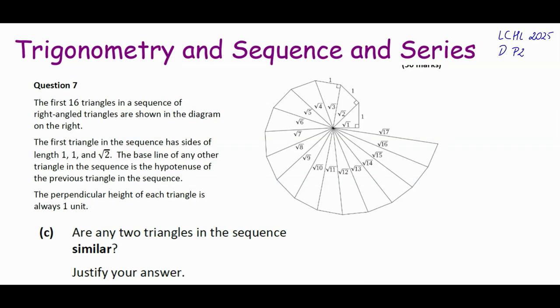So this question is about sequence and series and trigonometry. The way the sequence works here, it's built out of right angle triangles. Each of them has a right angle, but also the main part of that sequence is that each time this side will have a length of 1. The other two sides will change.